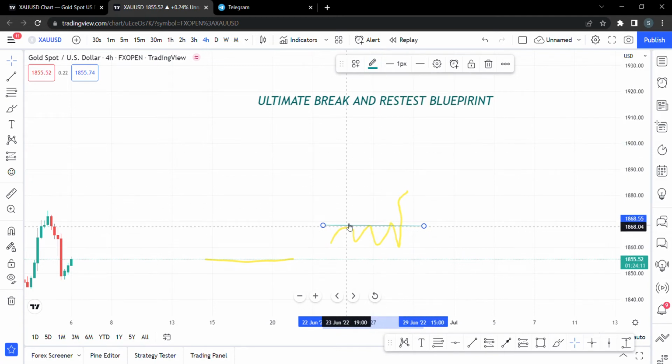You mark that zone, you say it's your resistance. Price breaks out of that resistance, and you have a broken structure, and then you wait for price to come back to that level to give you an entry for buys. If you backtest it well, you will see that this doesn't happen every time.